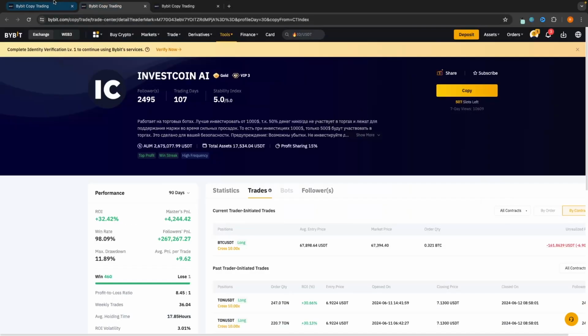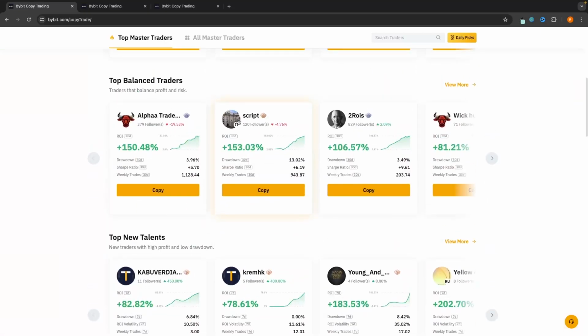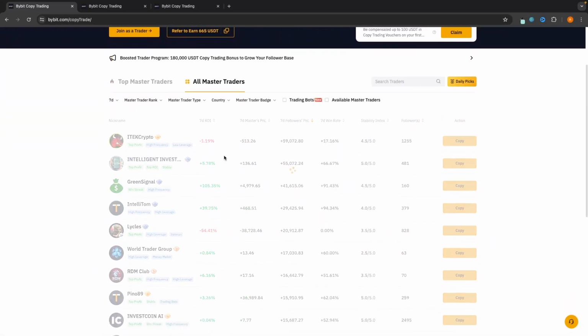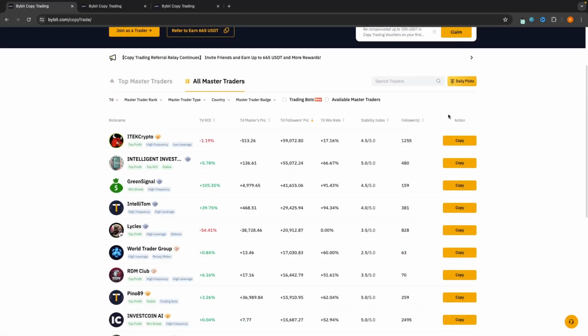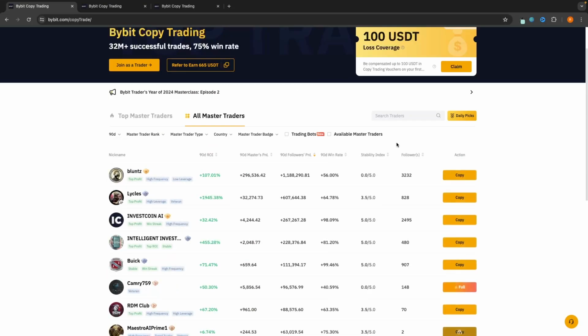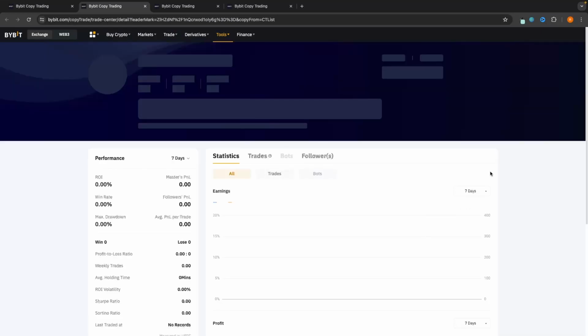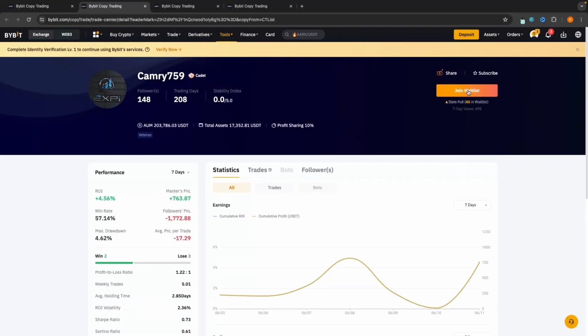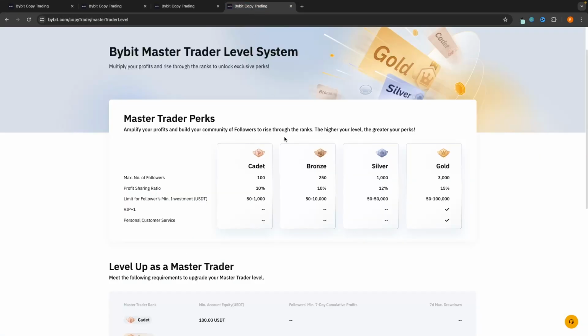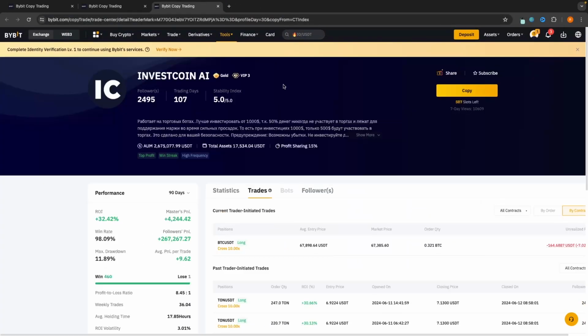And I will just show you what this looks like when somebody is full. Let me just find somebody. Usually you will find them on top master traders. And then let's set this to 90 days. And you can see right here, if this person is full, it's going to show up. And then if we do want to join them, then we actually have to join a waitlist. We can see there are 40 people in this waitlist right now. But I can't just go in and follow this guy. I have to join the waitlist because he is only a cadet and there must be 100 people already following him. So the badge basically shows how many people can follow them.